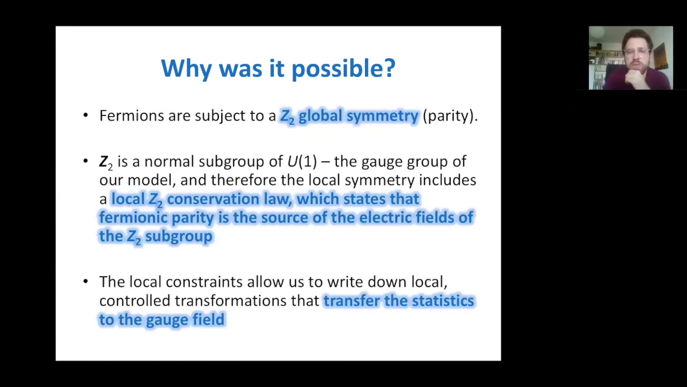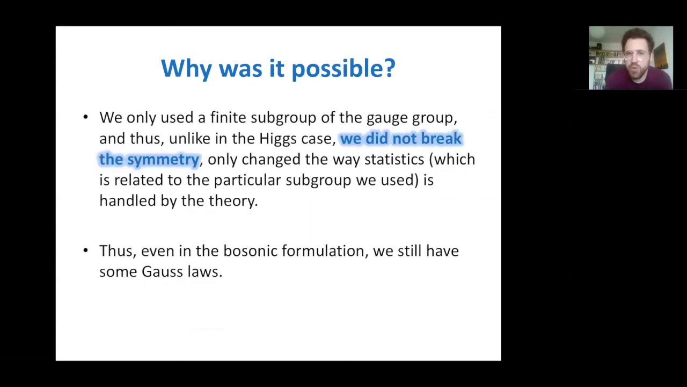Why was that possible? Because, as we said, the fermions are subject to the global Z2 symmetry of the parity. And here we consider the U1 gauge theory. Z2 is a normal subgroup of U1, okay? And therefore, the local symmetry that we have of U1 includes a local Z2 conservation law, which states that the fermionic parity on the vertices is the source of the electric fields of this Z2 subgroup. These local constraints allow us to write down local unitary transformations, as we did, that will transfer the statistics to the gauge field. We only used a finite subgroup of the gauge group, unlike what was done in the Higgs case, and therefore we didn't break the symmetry.